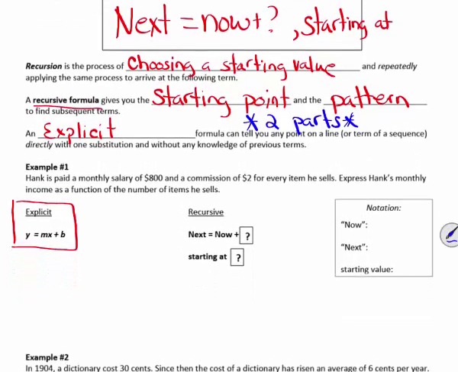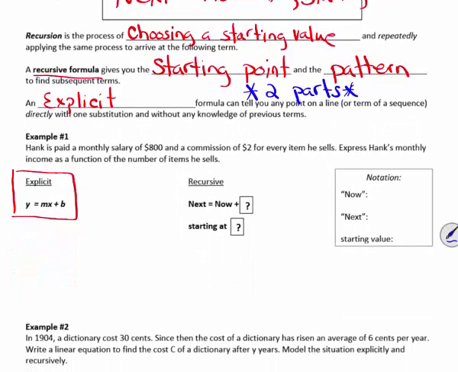So we have here, Hank is paid a monthly salary of $800 and a commission of $2 for every item he sells. That's kind of like our per. Express Hank's monthly income as a function of the number of items he sells. Normally, if I just said write an equation for this, well, y equals, this is your slope, 2x, plus the salary, plus 800. That's what we were working on before. We modeled it. It was good.